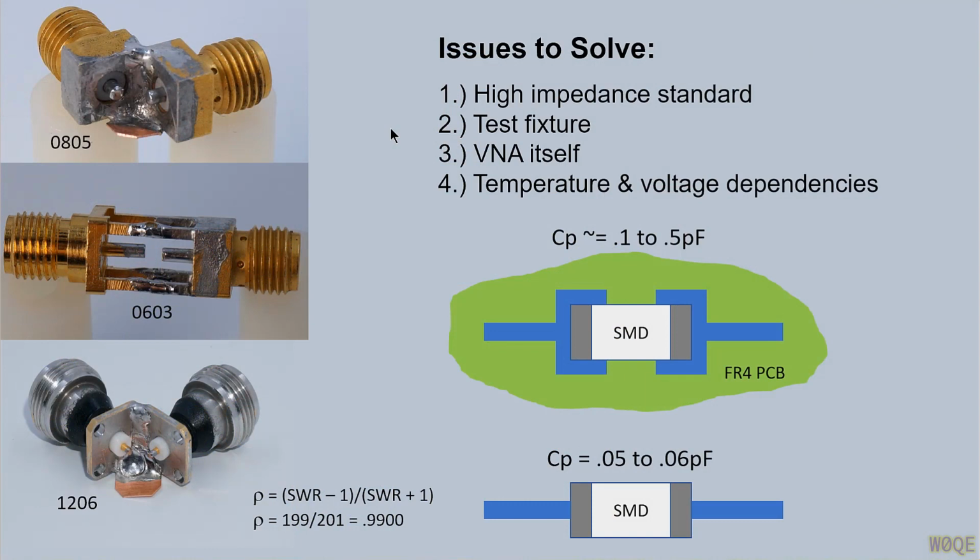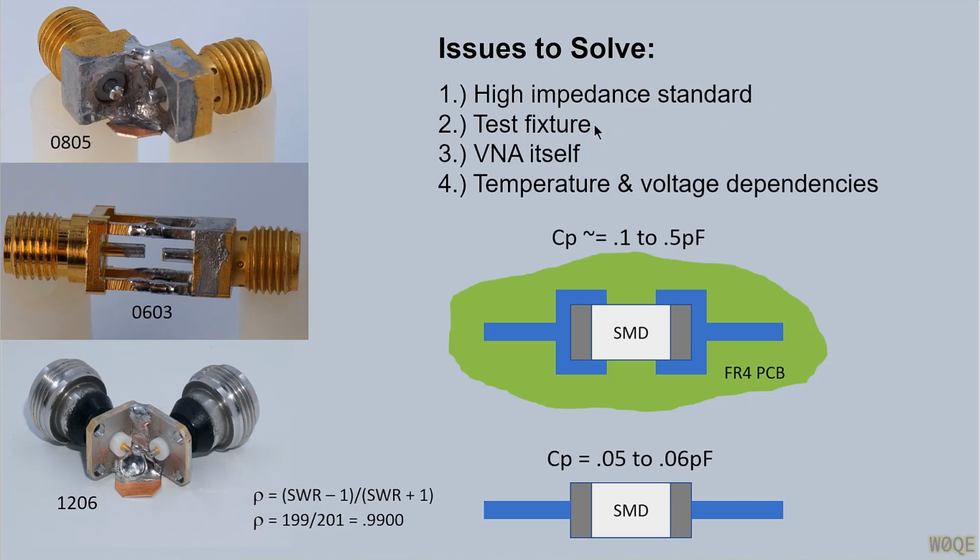Before we begin making measurements, we need to come to terms with a few items so that the measurements we make are meaningful. The first one is we're going to need a high impedance standard. And that standard would be nice if it could be 10K plus J0. If it's not, it at least needs to be known. We need to look at that.